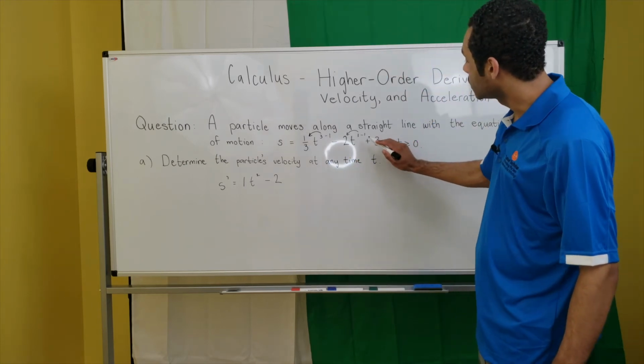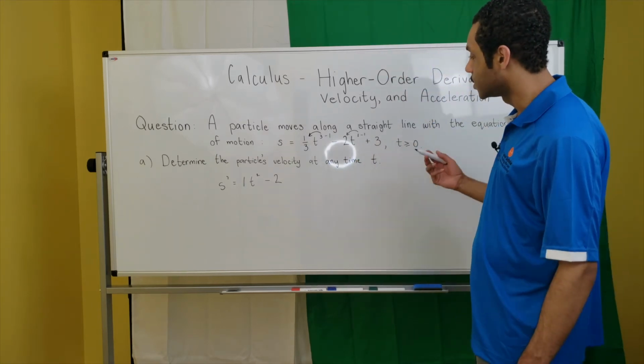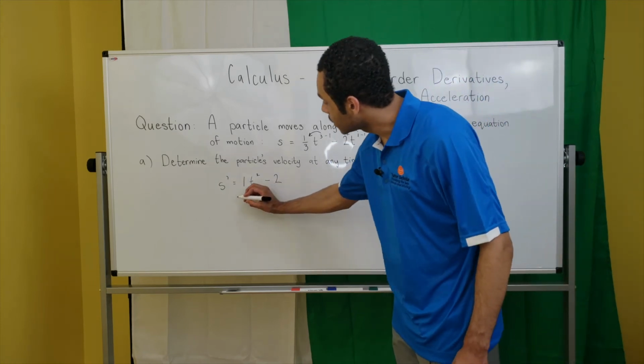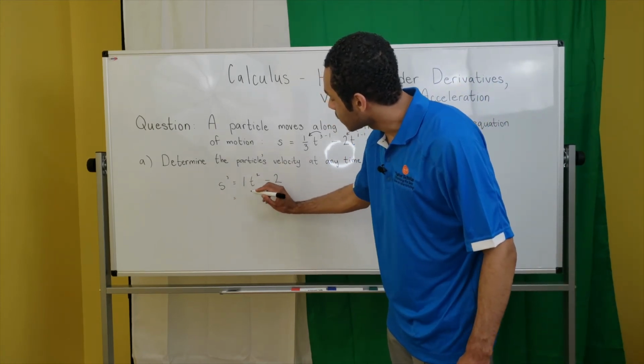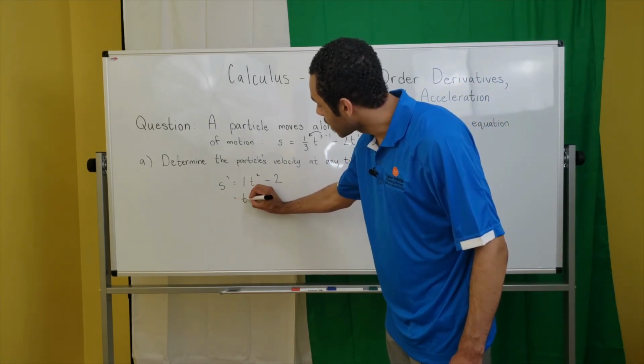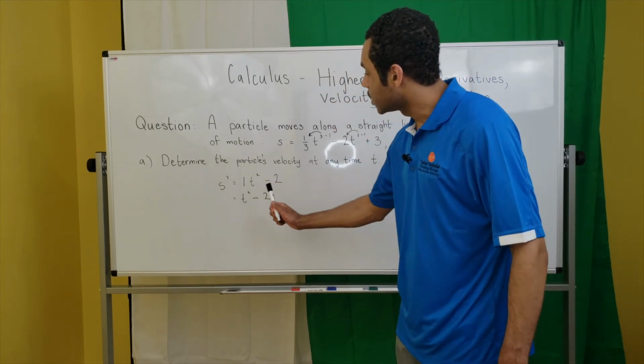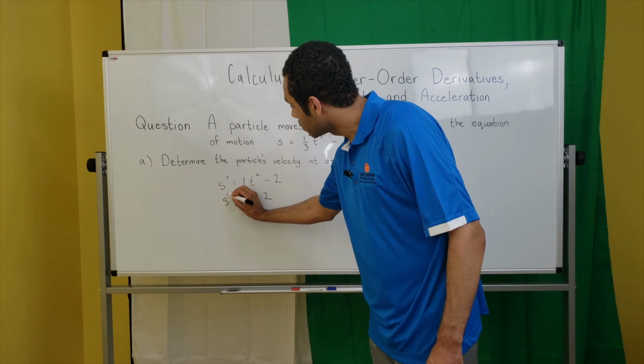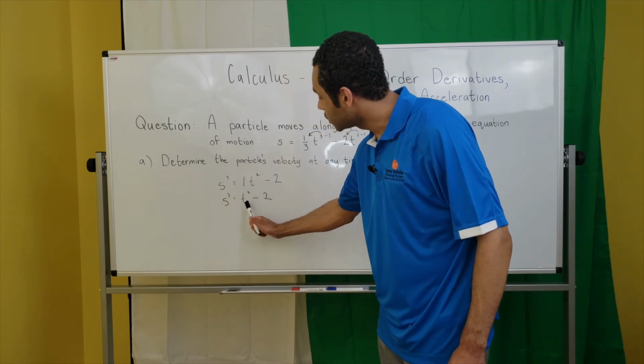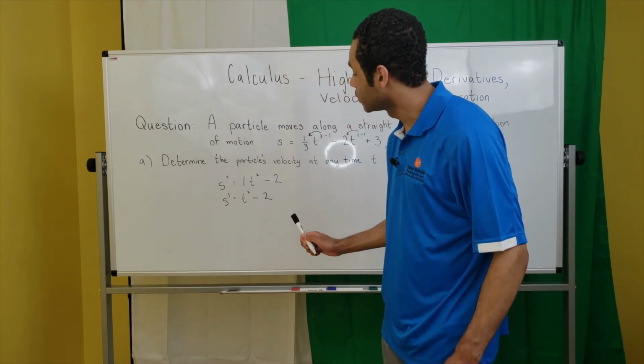And then this is our constant term, which is just 0. So now we can simplify this and not write the 1 there, and we'll have t squared minus 2. So there you have it. s prime is equal to t squared minus 2.